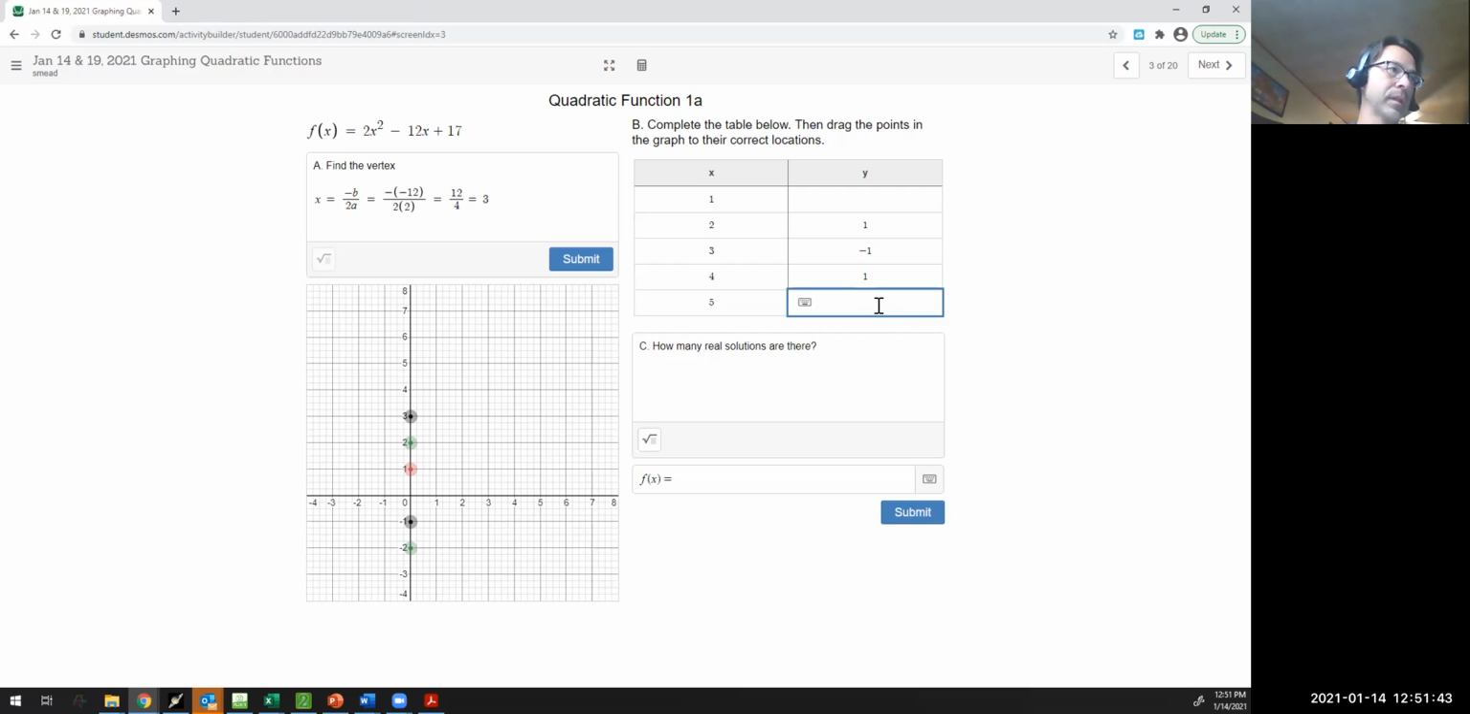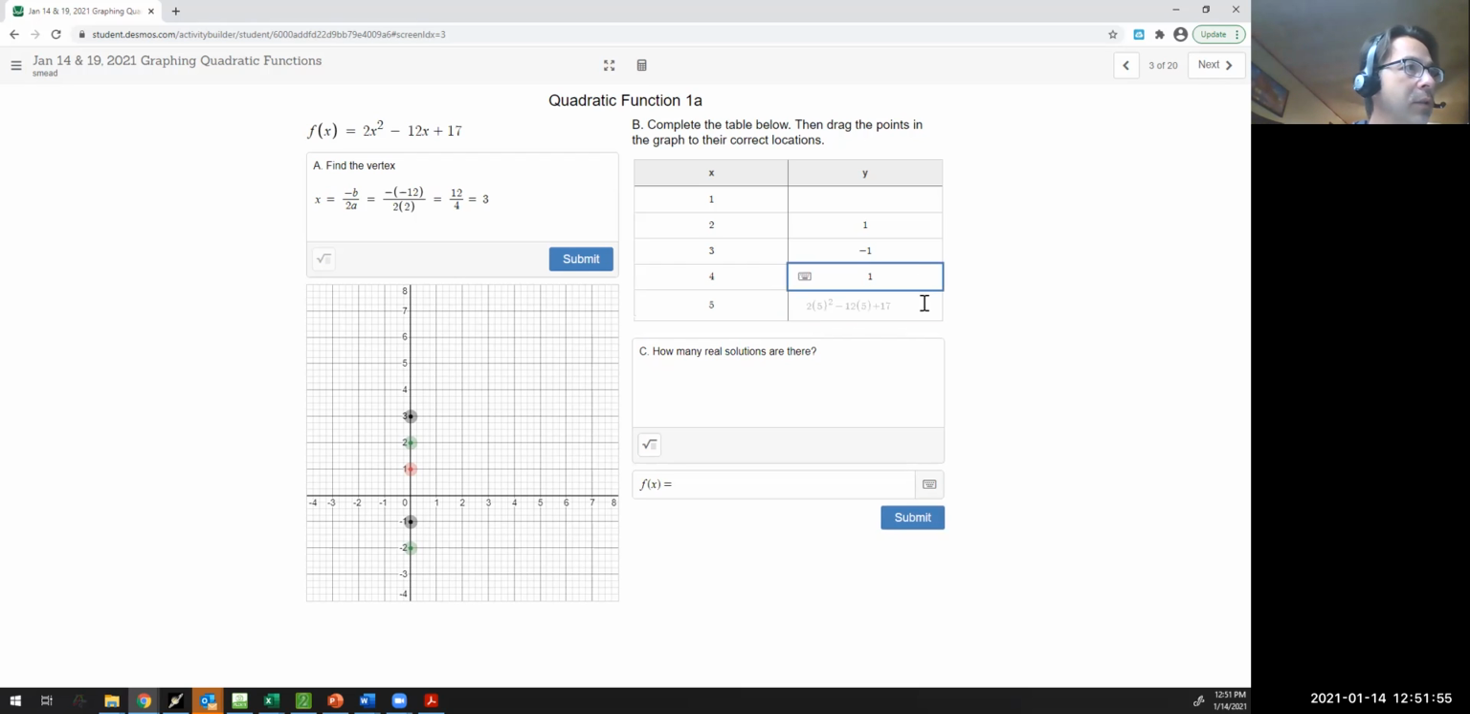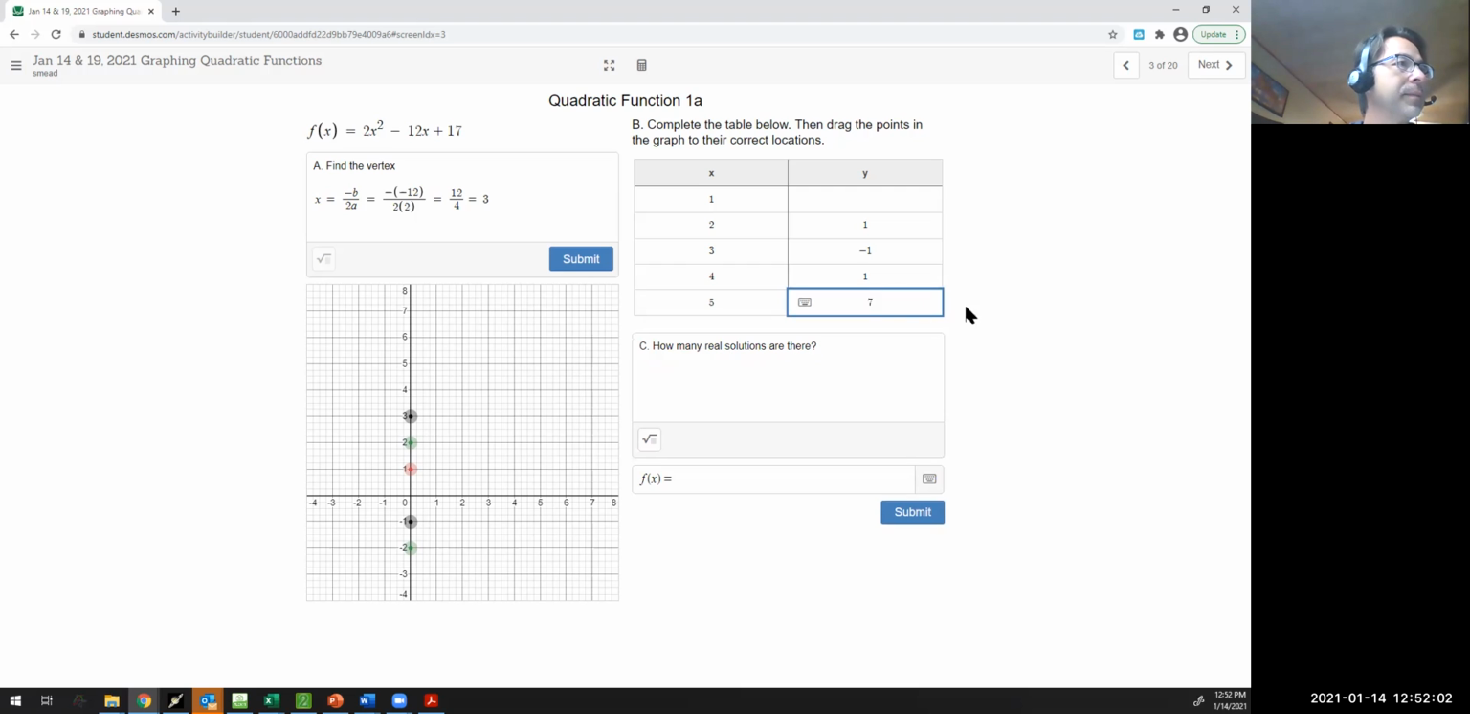Okay. And then you got 2 times 5 squared minus 12 times 5 plus 17. And that is equal to 7. It takes like a split second for it to show up. I don't know why there's that delay, which also means that the y value when x is 1 is also 7. So now we just got to graph these points. So you're going to drag them to their correct location. I always start with the vertex. I don't know why.